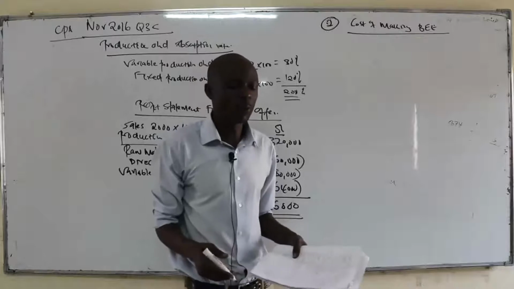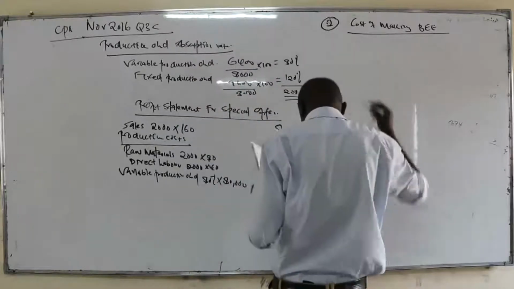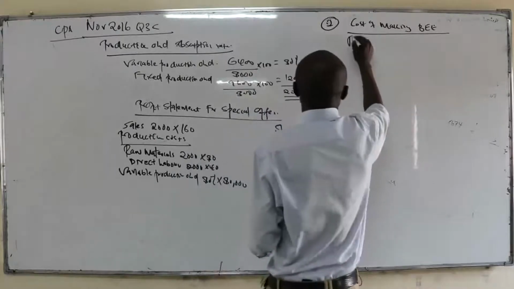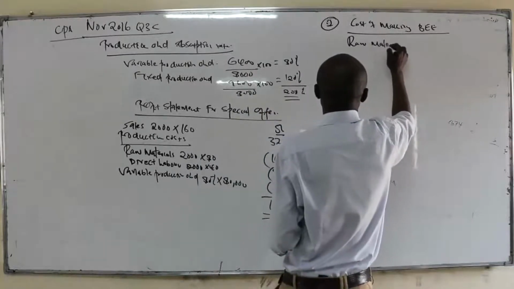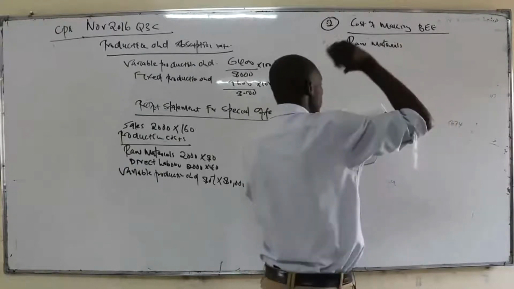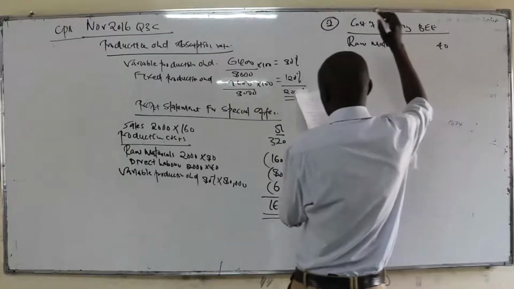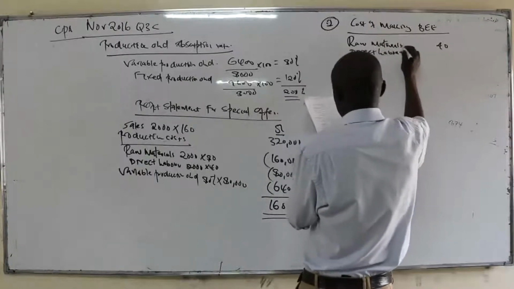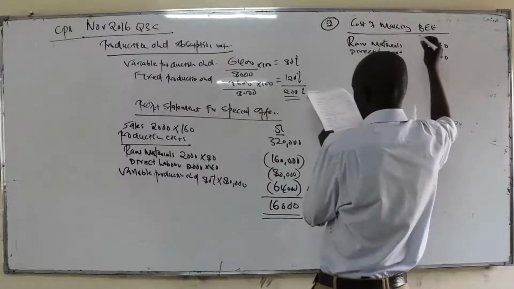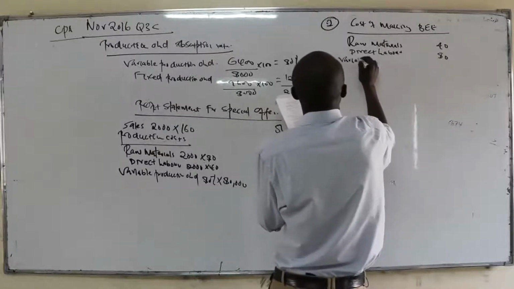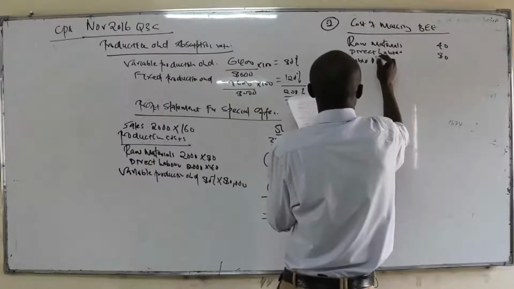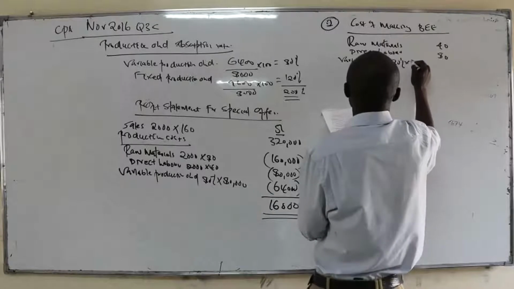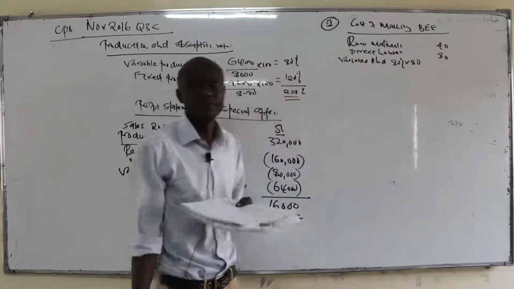For the cost of making, we have raw materials per unit. So the raw materials per unit is how much? 40 shillings. And then we have direct labor here. Direct labor is how much? 80. And then we have variable overheads, which is 80% of 80. 80% of 80 is how much?